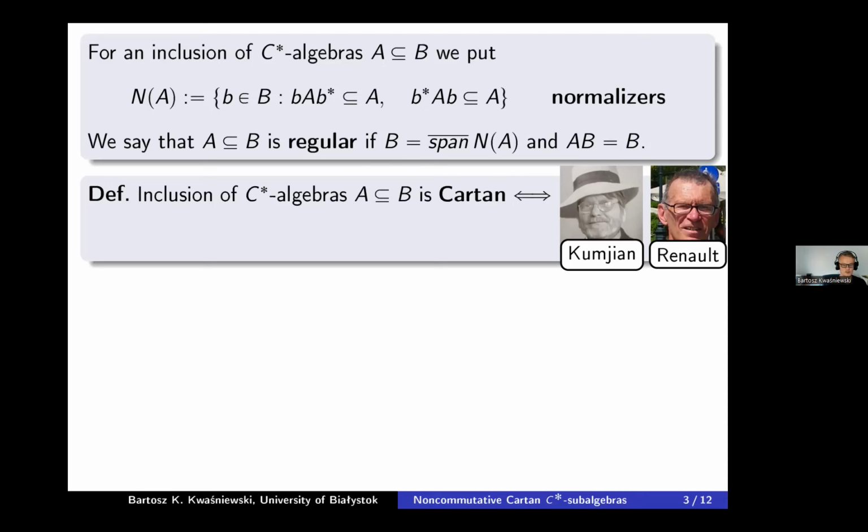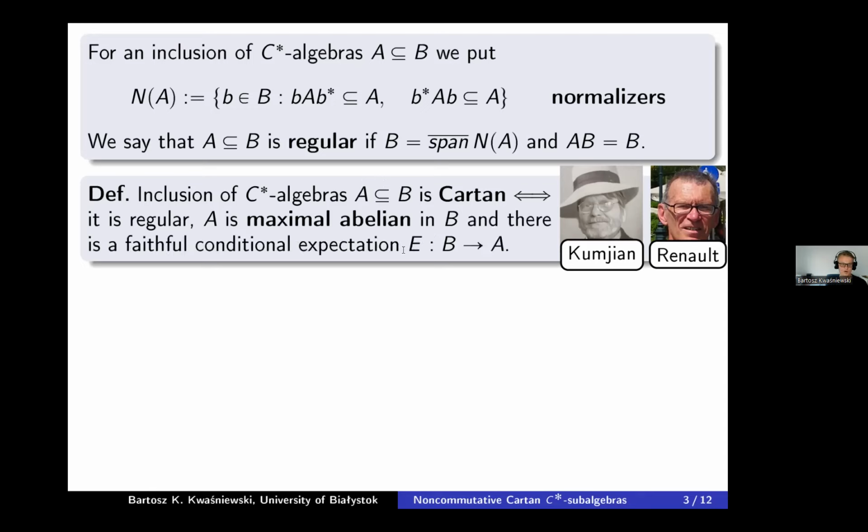So this is Renault's definition of this Cartan inclusion, this abelian inclusion. An inclusion of C*-algebras is Cartan if the smaller algebra, and we always assume that it's regular, is maximal abelian in the larger algebra. And we also want to have this faithful conditional expectation. The fastest definition of a conditional expectation is just a norm one projection from B to A, then it is automatically completely positive and an A-bimodule map.